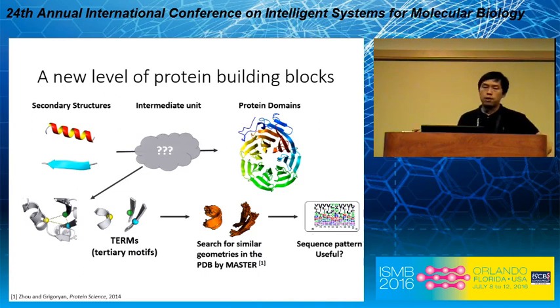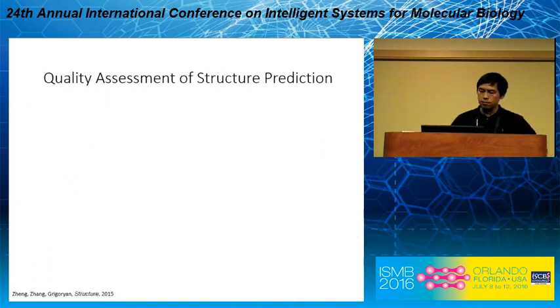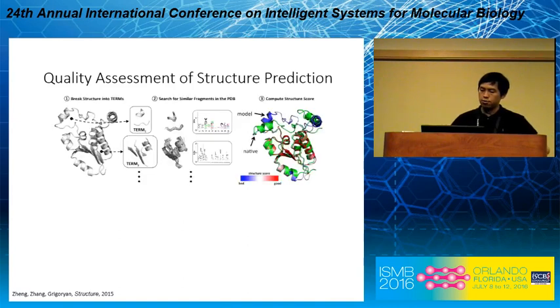So now the question is: is this information meaningful or just noise? To answer this question, we have some proof of principle analysis. First, we show the application in structure prediction by using TERM statistics to assess the quality of models. In this framework, a structure was broken into its constituting TERMs, and each TERM was searched against the PDB, and we developed a scoring function to indicate the sequence structure compatibility based on the statistics.